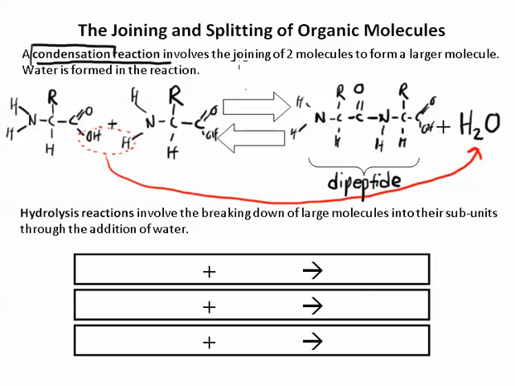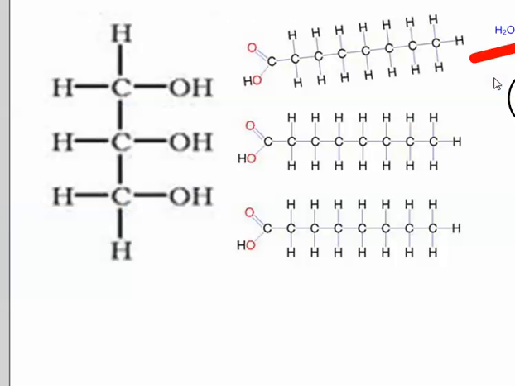A condensation reaction involves the joining of 2 molecules to form a larger molecule. And I'm going to label in green here, this bond that is formed between these 2 amino acids is called a peptide bond. Peptide bond. This happens with other things as well. 2 monosaccharides joining up to form a disaccharide is also called a condensation reaction, and a water molecule forms. Forming lipids from glycerol and fatty acids. Let me show you that really quick.